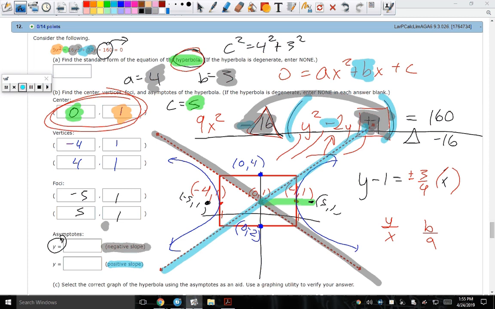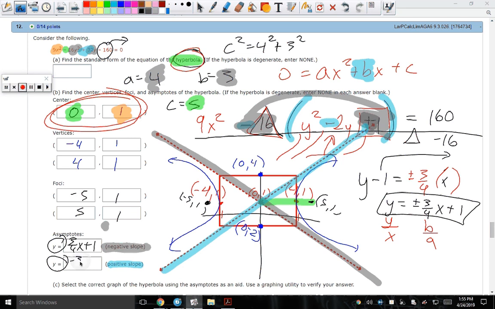And see, y is all by itself right here. So what we're going to do is move this plus 1. So we have plus or minus 3/4 x plus 1. You would do the positive 3/4 x plus 1 here. And you do, oh, I have those backwards. The negative here, and then the positive. You don't have to write positive. You could just put 3/4 x plus 1. And that's how you get this. Questions? Cool. So there's one.